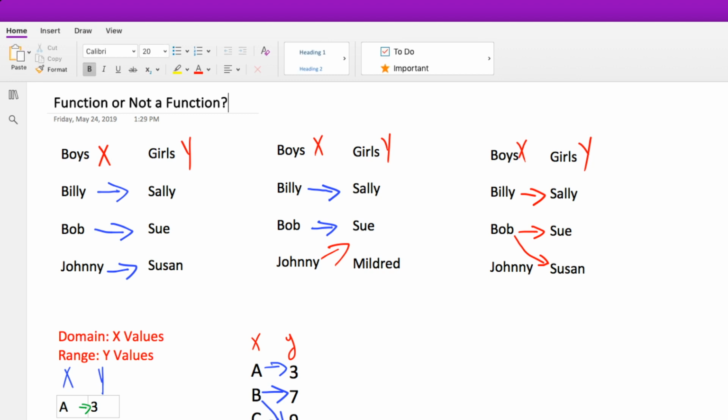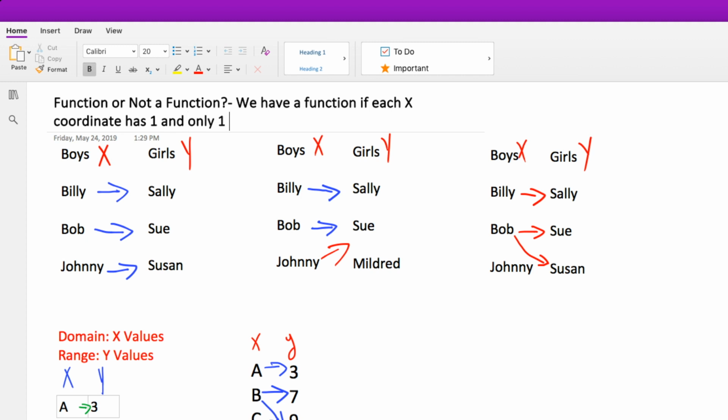How's it going, Mathaholics? Today we're going to be describing functions and asking ourselves, is this a function or is this not a function? So I'm going to write down the definition of a function, and I highly recommend you write it down as well because you're going to need to know this in order for everything else to make sense.